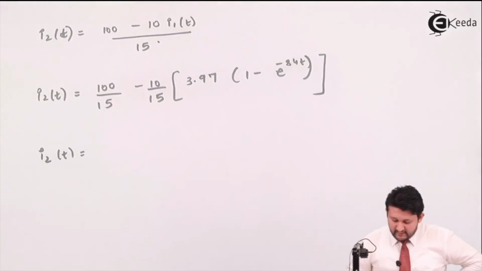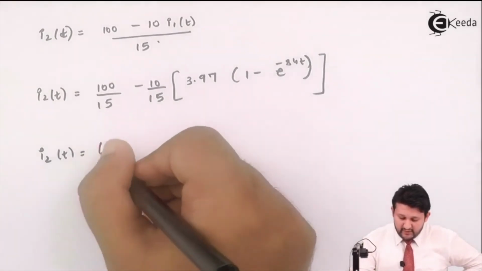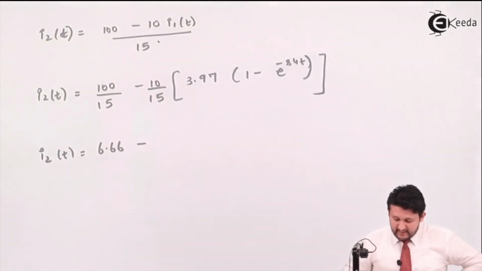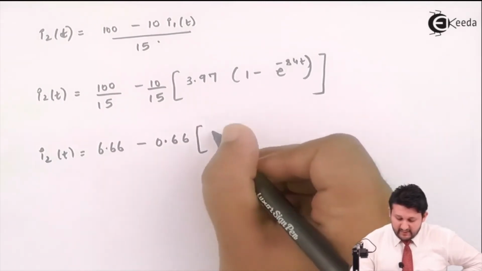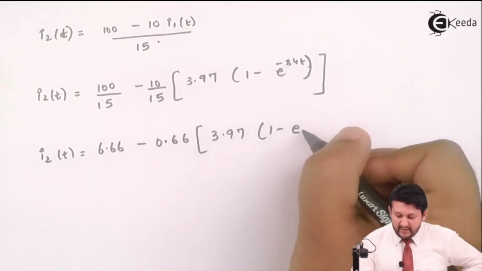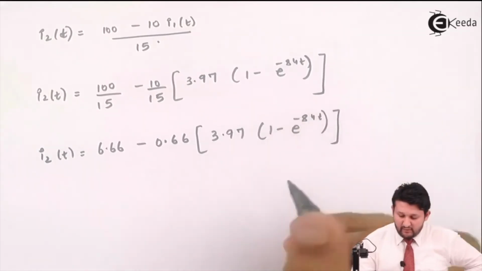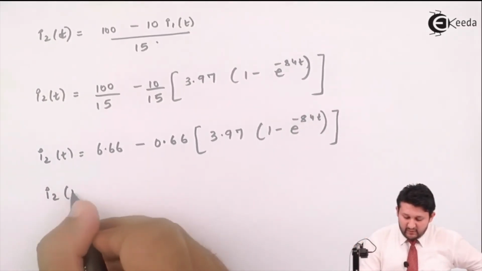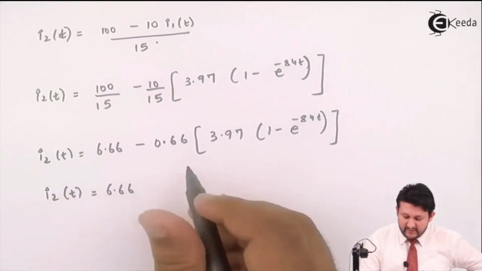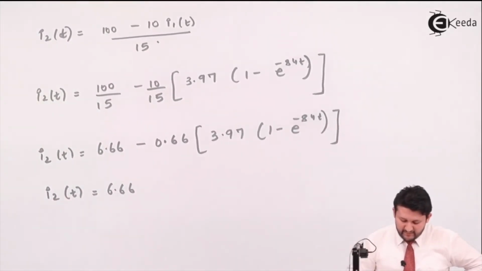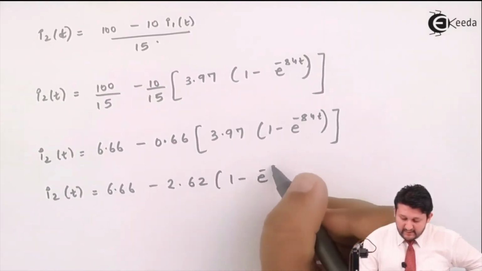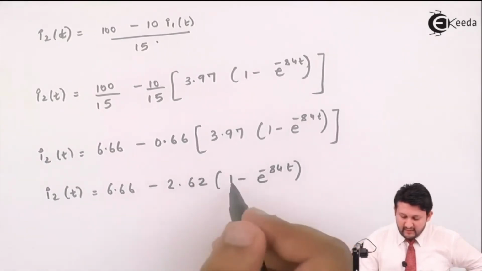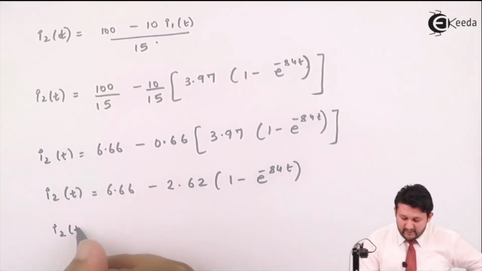So this is nothing but 100 divided by 15. The value which you get is 6.66 minus 10 divided by 15. The value which you get is 0.66 bracket, it's 3.97, 1 minus e raised to minus 84t whole bracket close. To simplify it, I2 of t is nothing but equal to 6.66 multiply 3.97 into 0.66. The value which you get is minus 2.62 bracket 1 minus e raised to minus 84 into t.